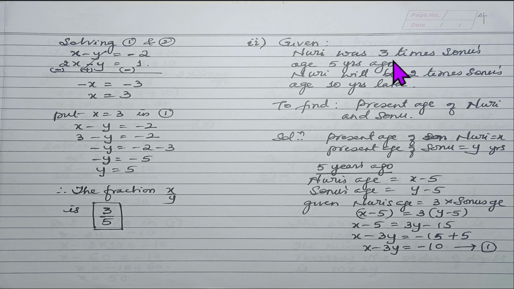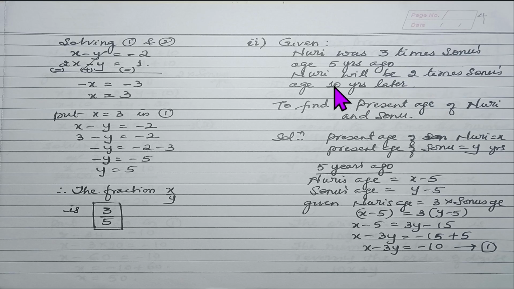Let us understand what is the statement given. Noori was 3 times Sonu's age. Again understand, Noori, the lady, was 3 times Sonu's age 5 years ago. Again it is 5 years ago, not now. It is not the present age. 5 years ago Noori was 3 times Sonu's age. Noori will be 2 times Sonu's age 10 years later. So after 10 years, she will be 2 times Sonu's age.